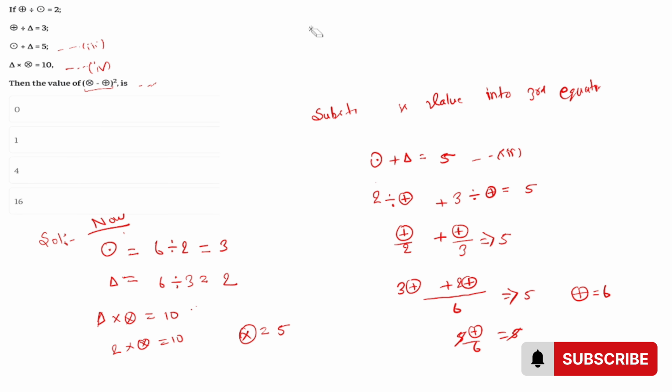f of cross minus plus whole square. These are the cross whole square. So we find that f of, what is the cross? Cross is 5, and plus operator means XOR operator is minus 6. So f of minus 1 whole square. So f of minus 1 whole square is 1. We can write 1. So 1 is the correct answer of this question.